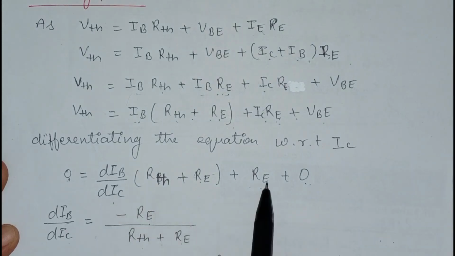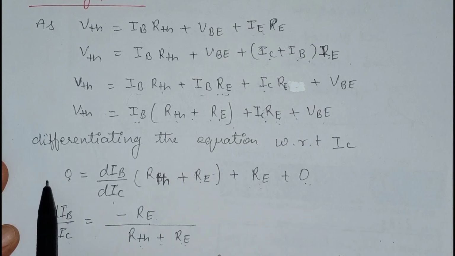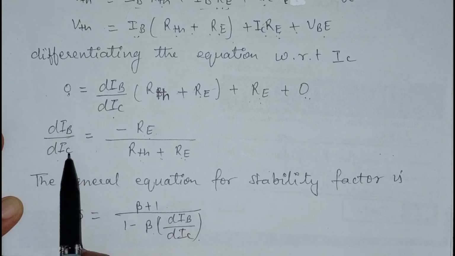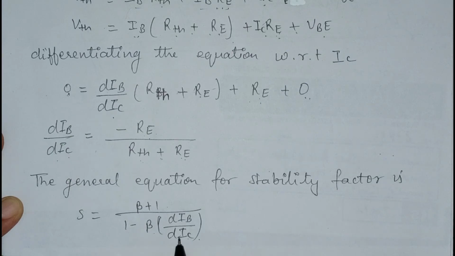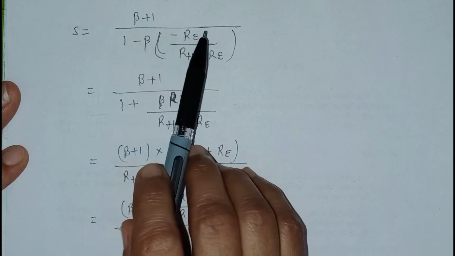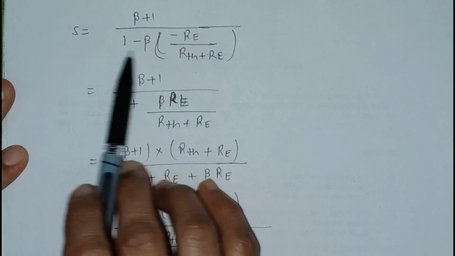Now after rearranging this equation, we will get the value of delta IB upon delta IC equals minus RE upon RTH plus RE, because we have taken this term on this side, so it is negative. The general equation for stability factor is S equals (beta plus 1) upon (1 minus beta delta IB upon delta IC). Now we will put the value that we have derived here in the stability factor. After substituting the value of delta IB upon delta IC, we will get this equation.